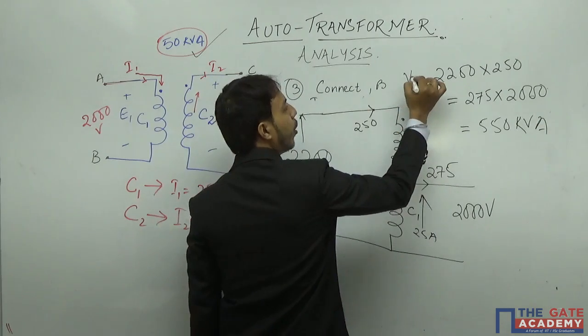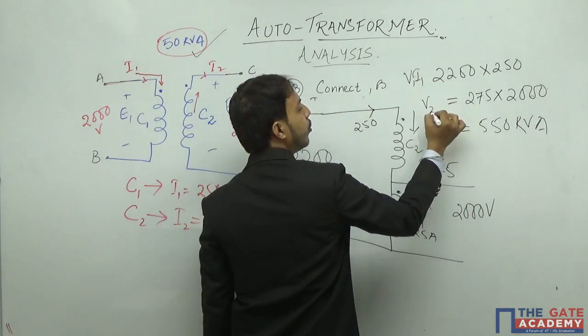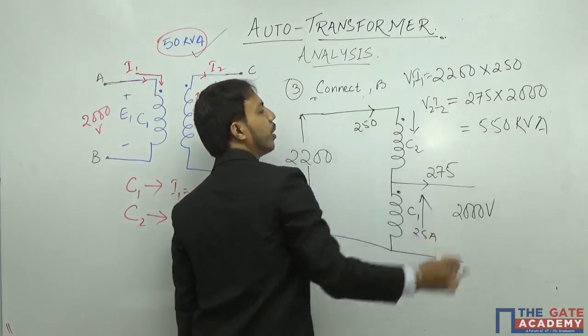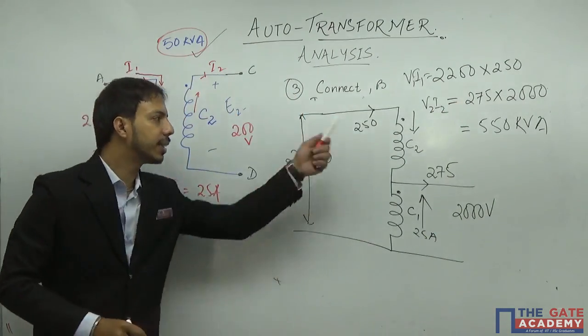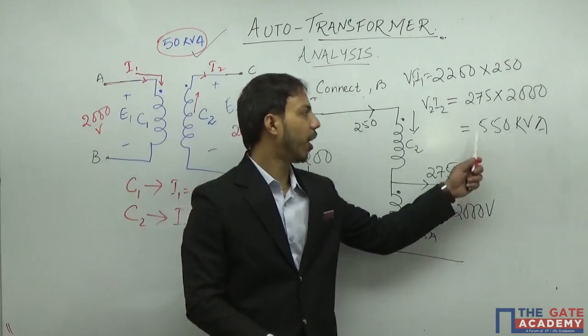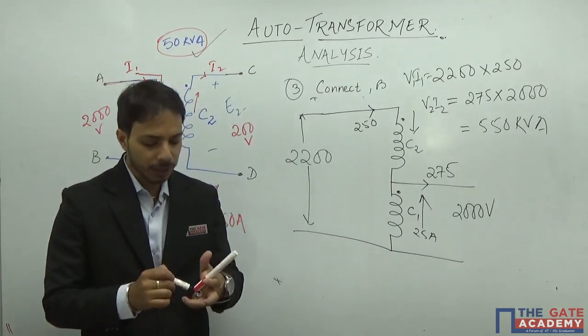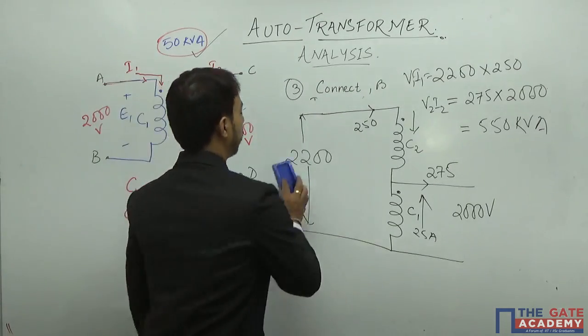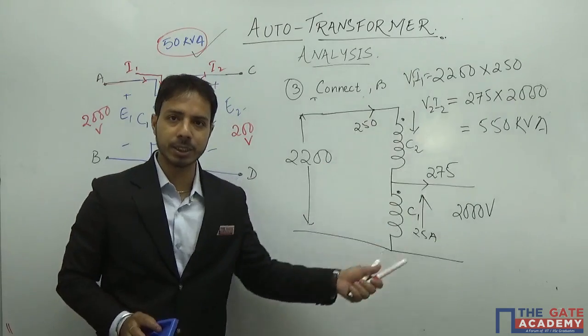So this is V1 I1 and this is V2 I2. Both of them will be equal, and in this case my kVA rating will be 550 kVA. Okay. Similarly, I can show you the kVA. So this is a maximum case, you see.